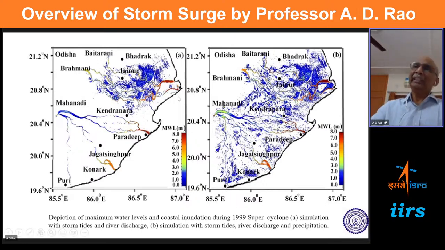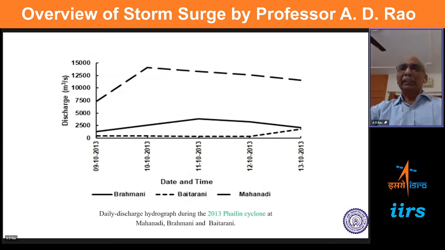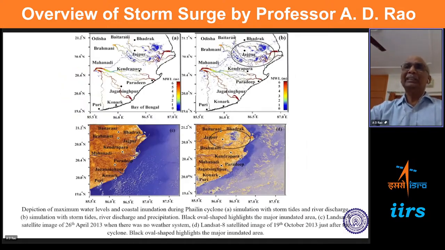These are all inundated areas, the green ones and this color. And also maximum water levels are given: what is the depth of the water level? This is another experiment we have done, with the Phailin cyclone also.